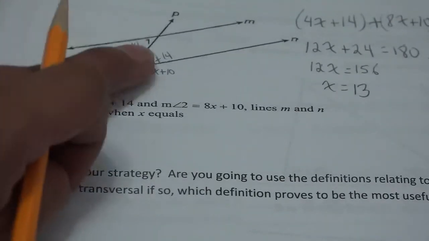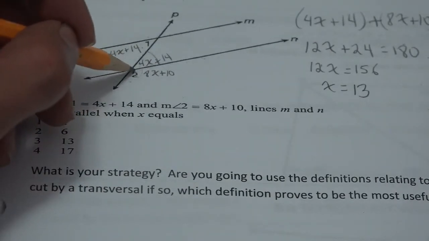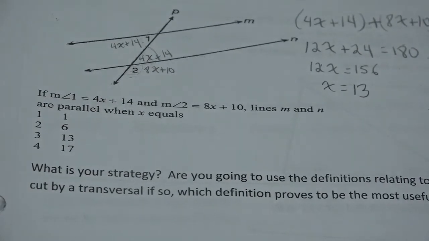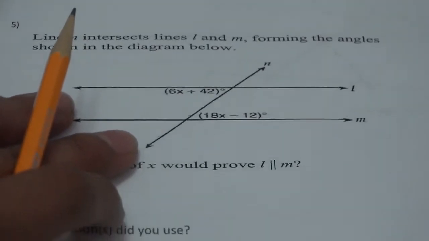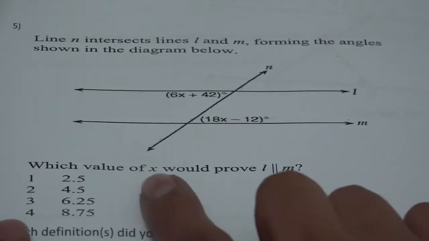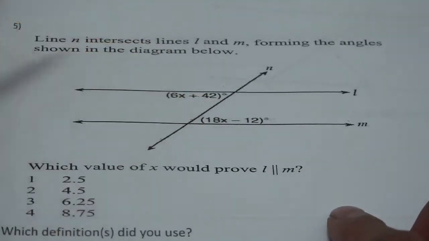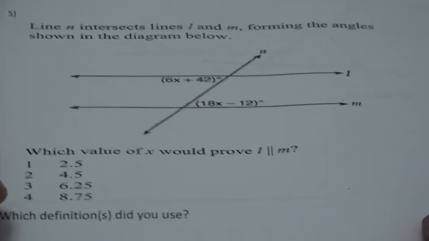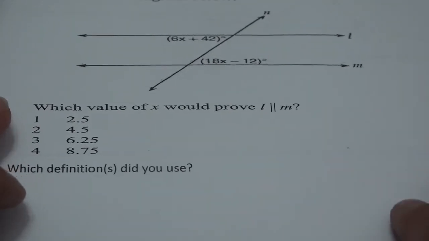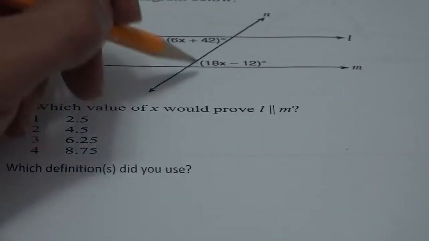Right now, I used alternate interior angles, and then I used the definition of linear pair or supplementary angles if you want to. All right, here. So we have these two angles. They want to know what value of x proves these two lines parallel. Well, these are alternate interior angles. And since they are alternate interior, we know that they're congruent. And if they're congruent, then I just have to set them equal to each other.